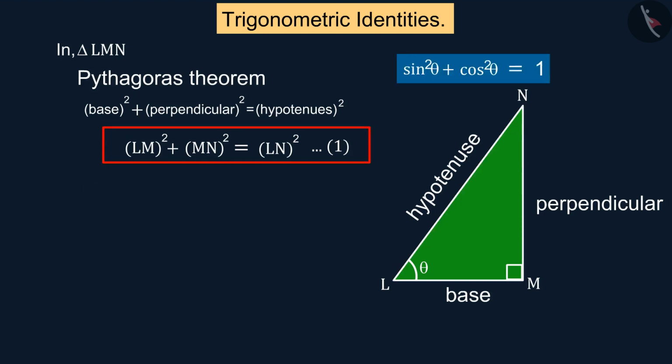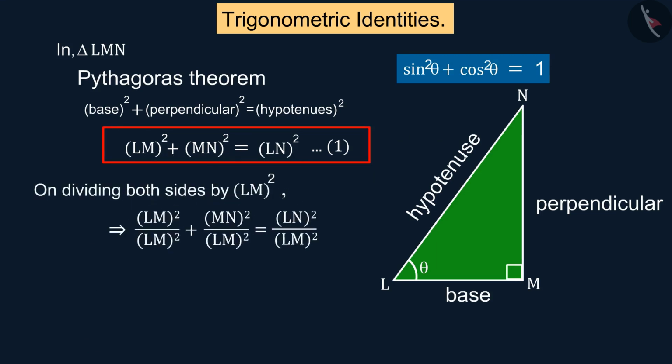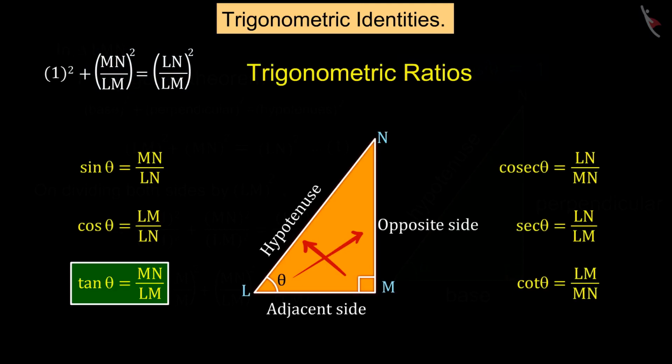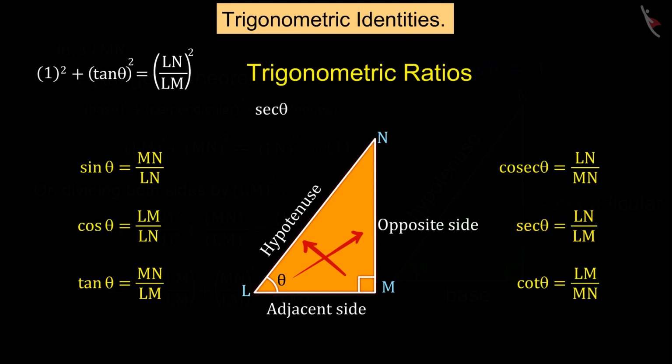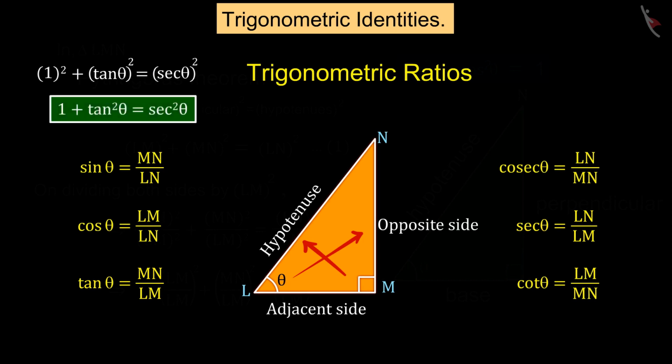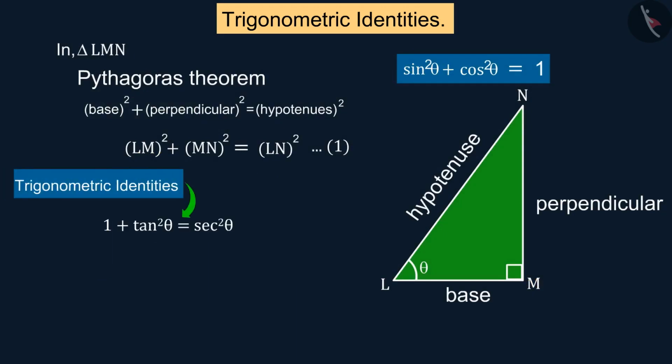Let's see. The following equation is obtained by dividing both sides of equation 1 by the square of LM, where we use the trigonometric ratios tan theta equals MN upon LM and sec theta equals LN upon LM along theta, from which we get 1 plus tan square theta equals sec square theta, which is a trigonometric identity where the value of theta is greater than or equal to 0 degrees and smaller than or equal to 90 degrees.